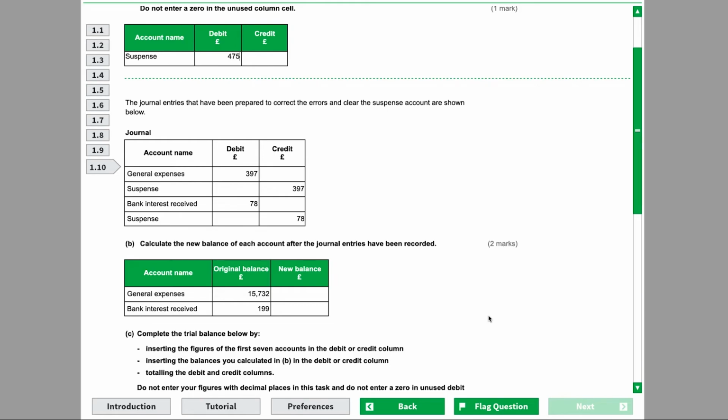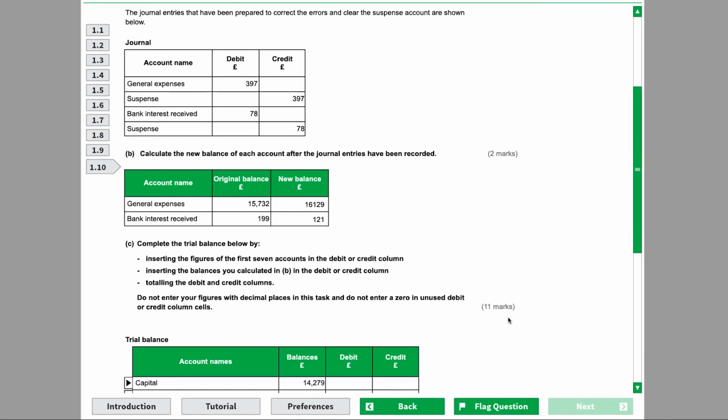16,129. Now, on the bank interest received, this is classed as an income account, but with the journal being a debit to bank interest, that would therefore reduce the balance within the bank interest received because you are debiting a credit balance. Therefore, to calculate the new balance, we would do 199 minus 78 to give us 121. So let's get those two figures in. So this one was 16,129 and the bank interest received was 121.